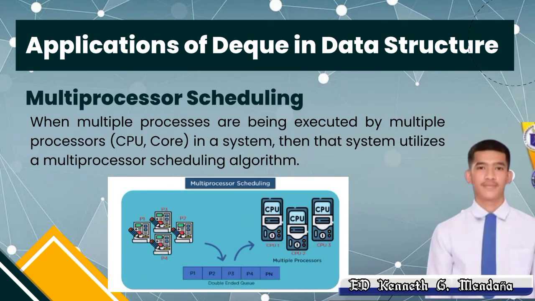Multiprocessor scheduling. Where multiple processes are being executed by multiple processor CPU cores in a system, the system utilizes a multiprocessor scheduling algorithm. In this algorithm, the Deque is used by each processor to store different threads of processes. That algorithm is also called the A-steal algorithm for scheduling. The illustration given below represents the process of multiprocessor scheduling.